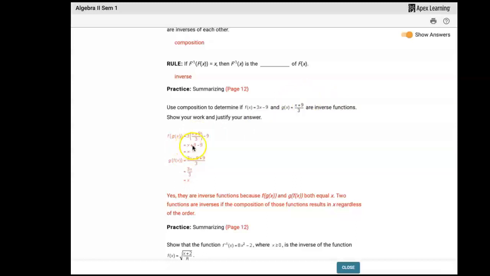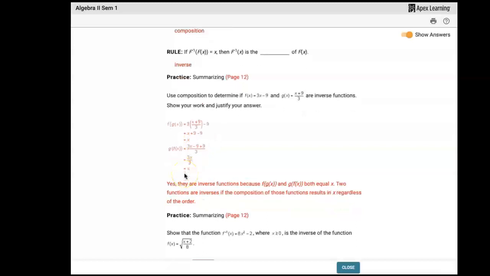Okay? So then you have x plus 9 minus 9 equals x. Perfect, right? Then you have to do the opposite. So you have to do g of f of x, right? You have to do it both ways because sometimes it might work out one way, but not necessarily both. So make sure you do both ways. You've got g of f of x, right?